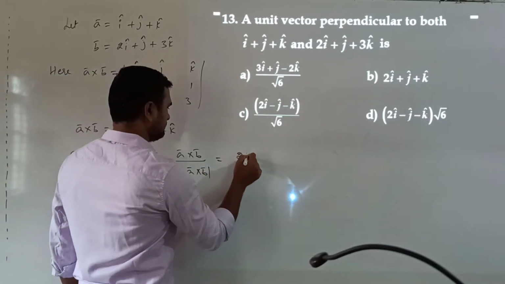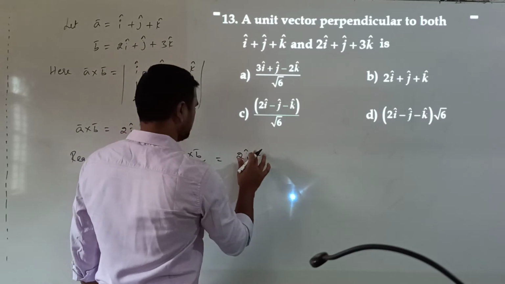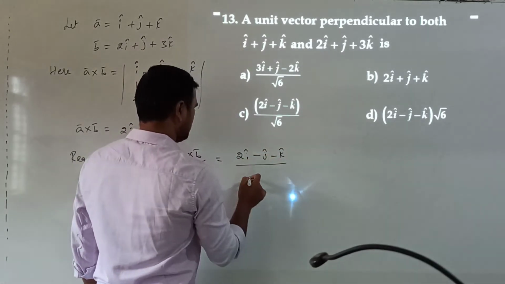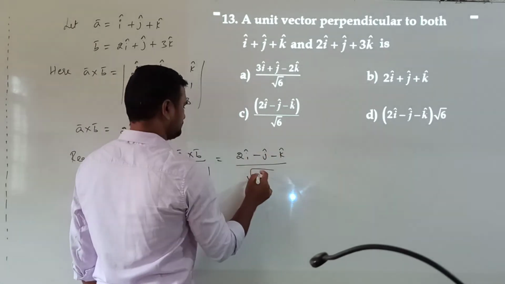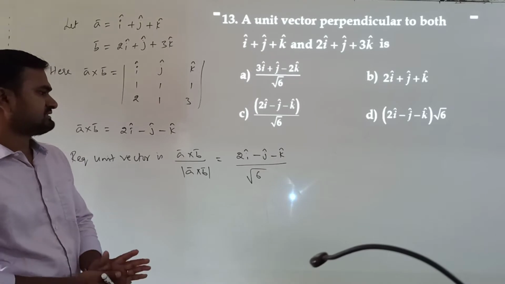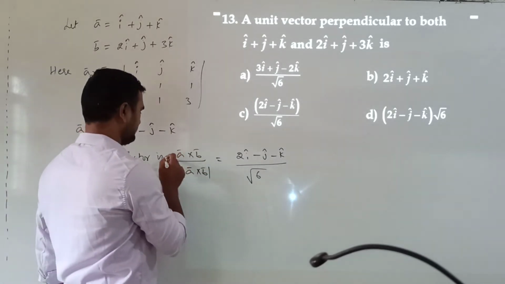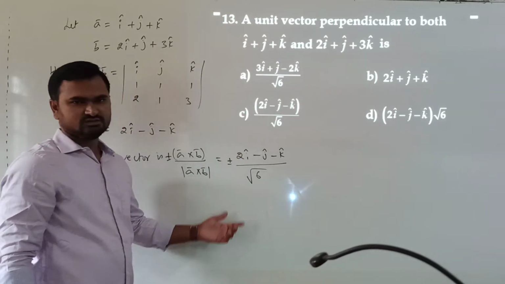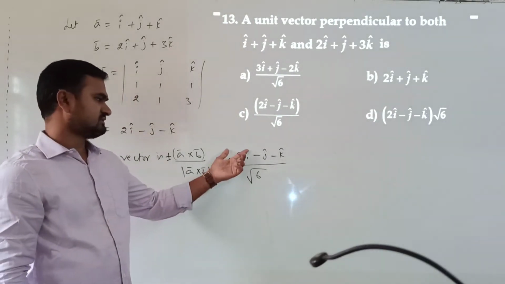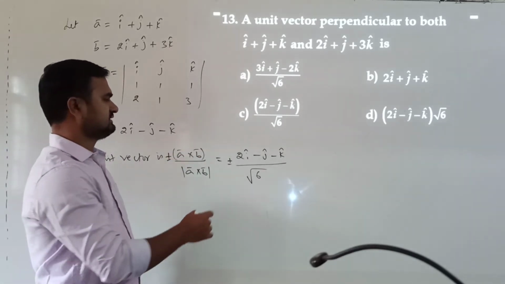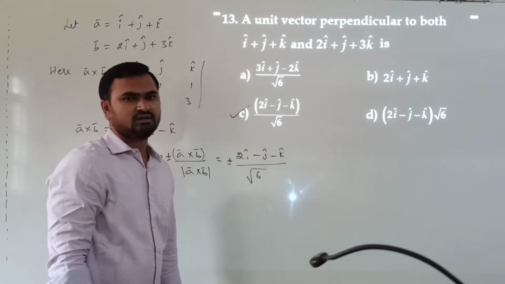So 2i minus j minus k divided by root 6. So 2i minus j minus k divided by root 6. So actually I will take plus or minus. Okay, so maybe plus or minus we can take. So these are the two unit vectors we can get. So from the options we can see the third option will be correct.